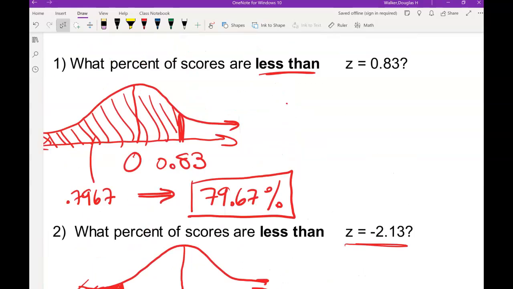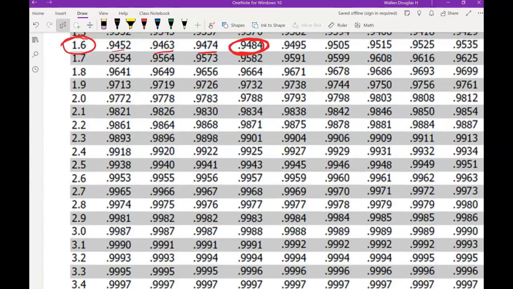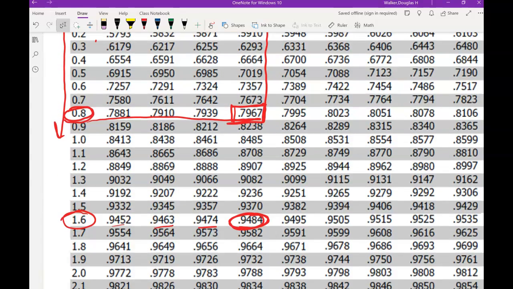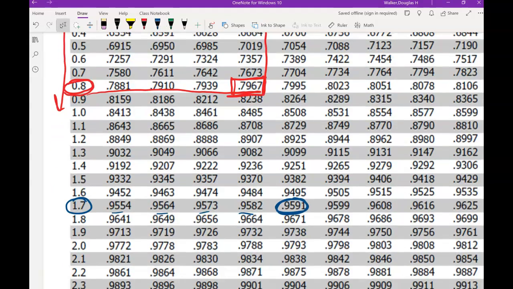So 1.74 was the larger of the two. So let's go to here and let's erase some of this mess. All right, and it was 1.74. So here's the 1.7, and then it was 0, 1, 2, 3, 4. That column. That's the 0.04 up here. So 0.9591.